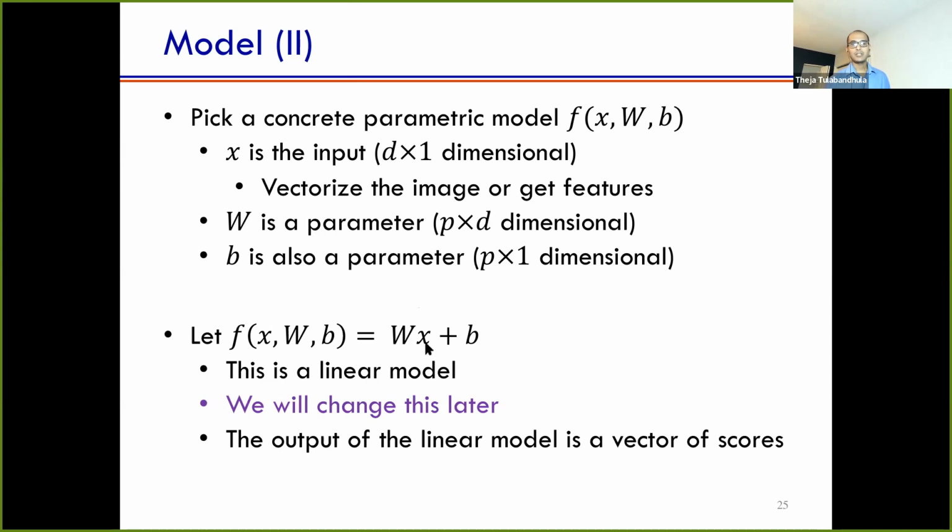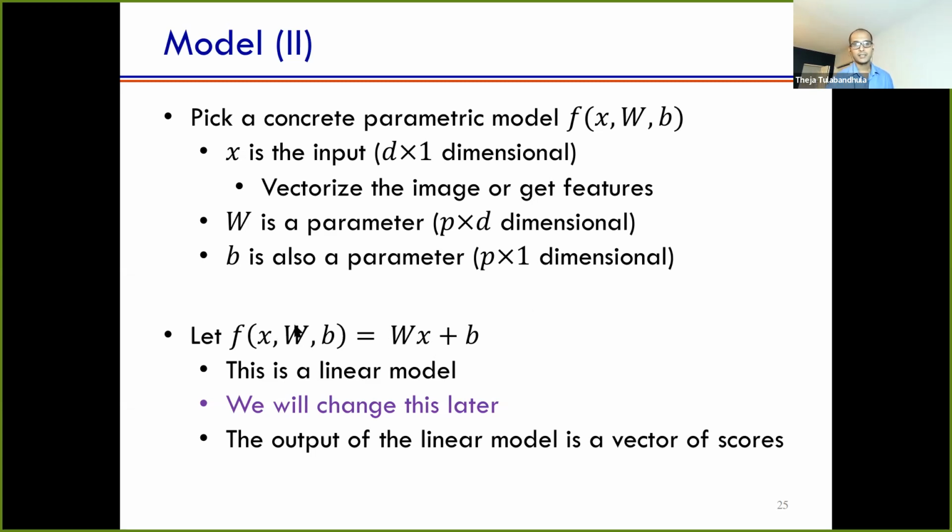So w times x is a 3 cross 2 matrix times a vector which is 2 cross 1, which will give you 3 numbers. Let's say the bias, the parameter b, is also 3 cross 1, so you will get 3 numbers from this model. That's a linear model because you can see this is just a linear equation, just a linear transformation of the input. We'll change the models later. For today's discussion, let's say this is the model class we'll be dealing with.